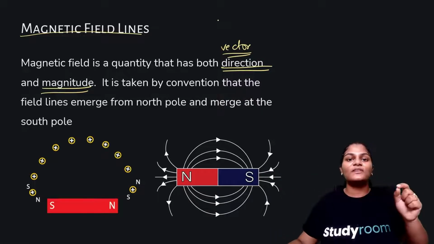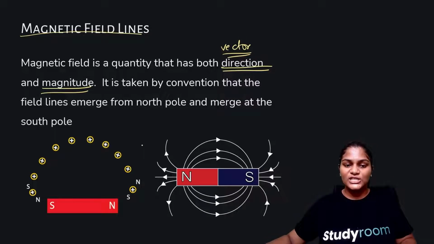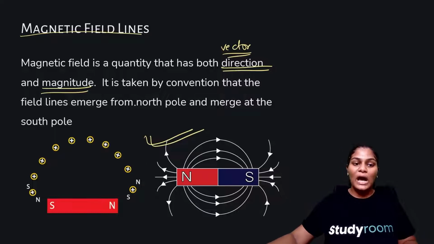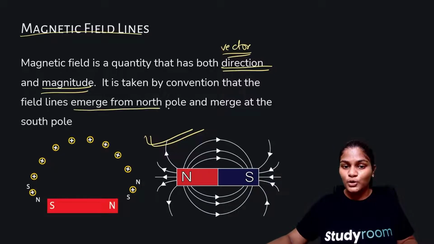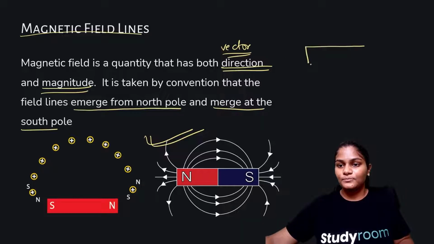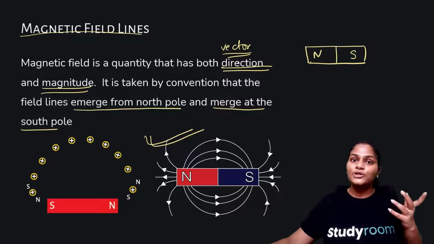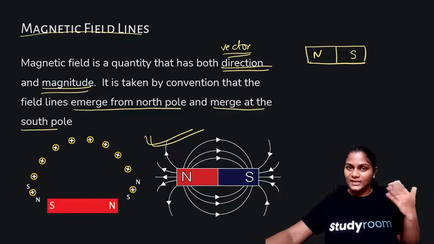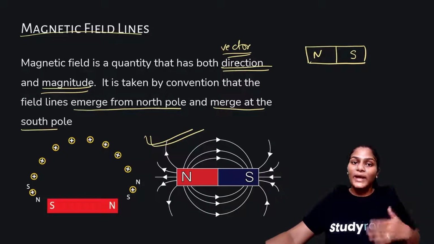But the magnetic field lines have both direction and magnitude. How do they have direction? In this way. This second picture shows you how. Let's read in your PPT the next line, that it is taken by convention that the field lines emerge from the North Pole and merge at the South Pole. What does that mean? This is your bar magnet. I'm simply going to use the language that your PPT is using. It says that it is convention. Convention means it is just something that is taken as it is, a widely accepted way of dealing with it.